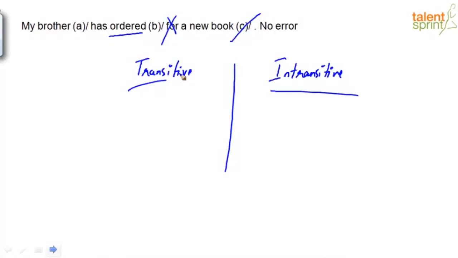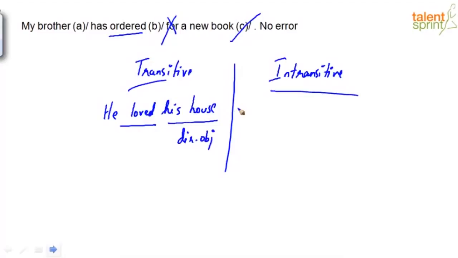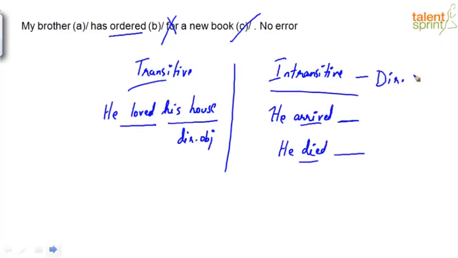So let's say if I say, he loved his house, right? Loved, the verb, his house. He loved what? This is the direct object, right? So he loved his house. Intransitive, it does not have a direct object. So for example, if I say he arrived, that's it. Does not have any direct object. You following? Or if I say he died, right? These verbs don't have any direct object. So intransitive verbs, direct objects do not follow. Transitive verbs, direct objects follow, right?